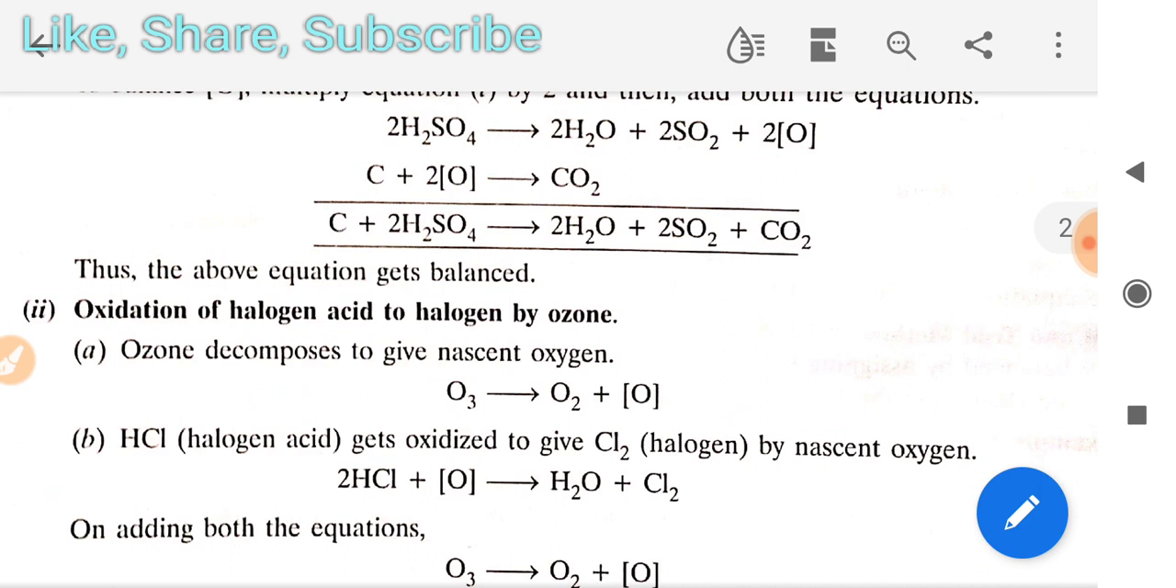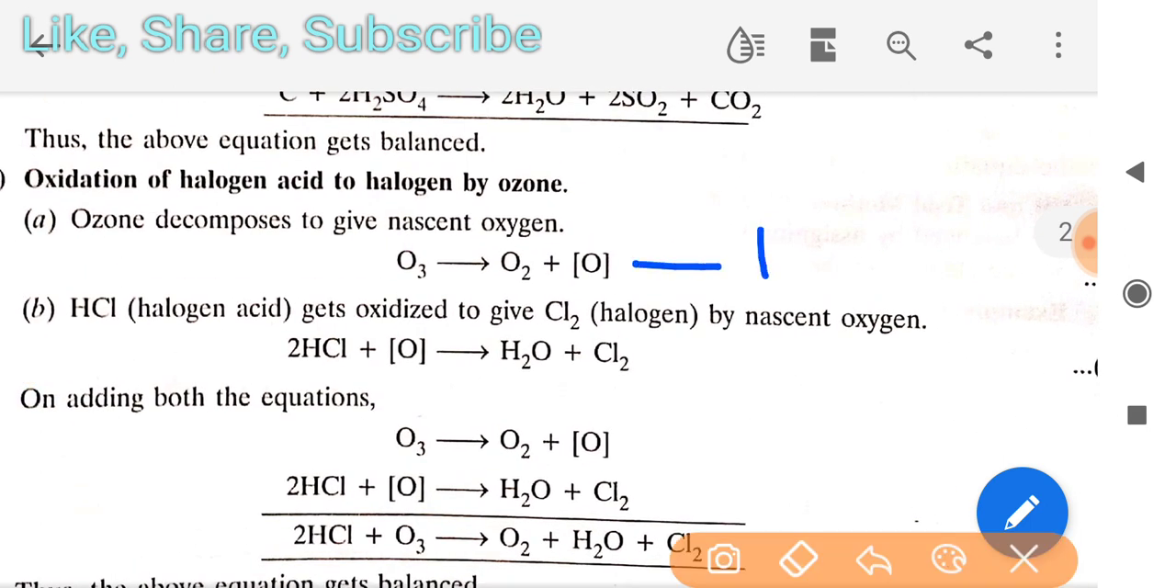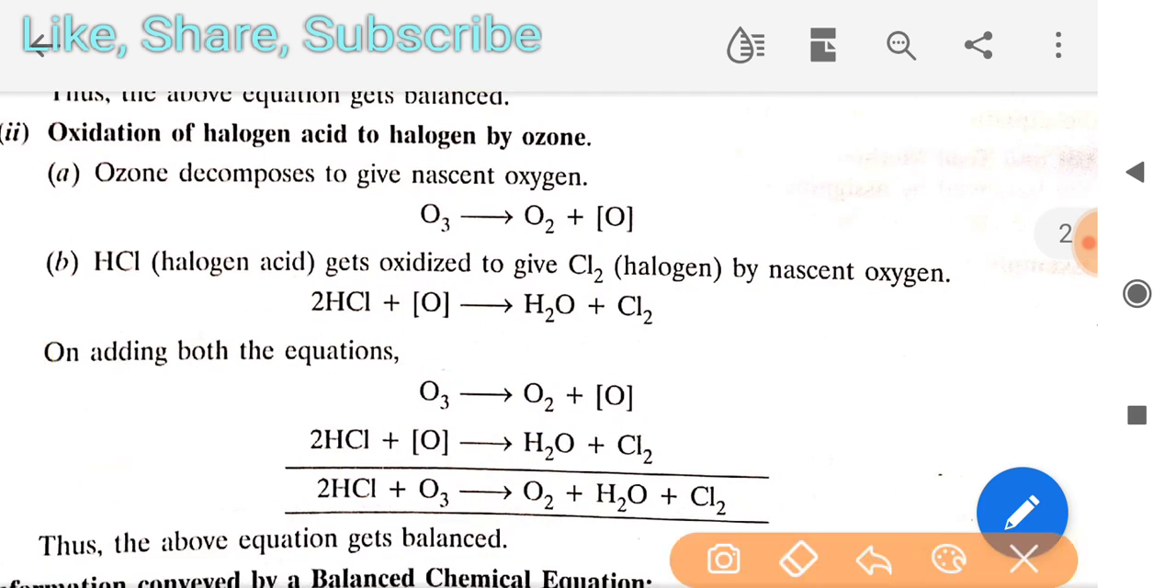We take another example so you can clear your doubt: oxidation of a halogen acid to halogen by ozone. If you see, in the first step, ozone decomposes to give one nascent oxygen. This is the first equation. In the second equation, the halogen acid HCl gets oxidized to give Cl2, the halogen chlorine, by nascent oxygen.